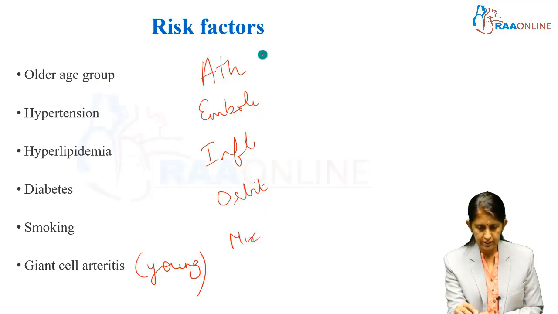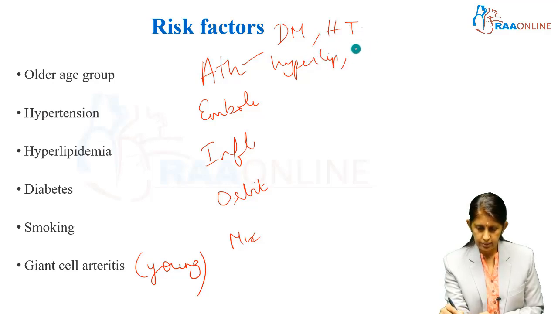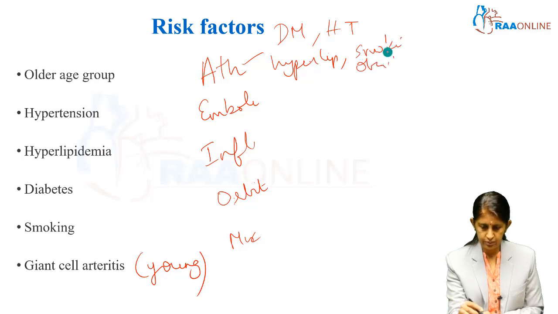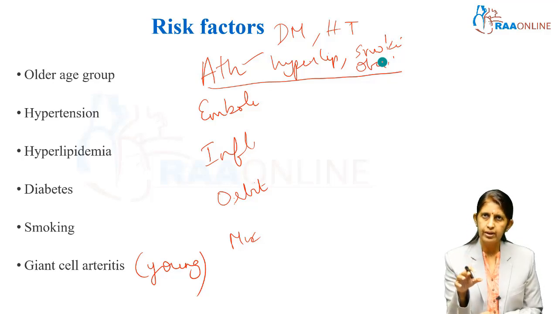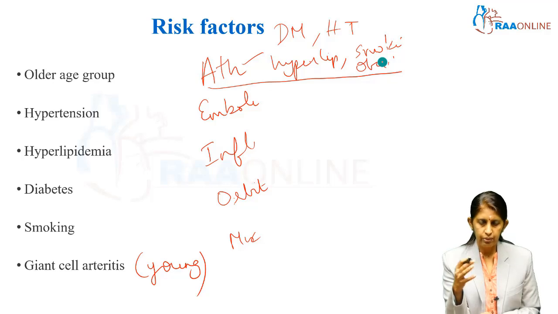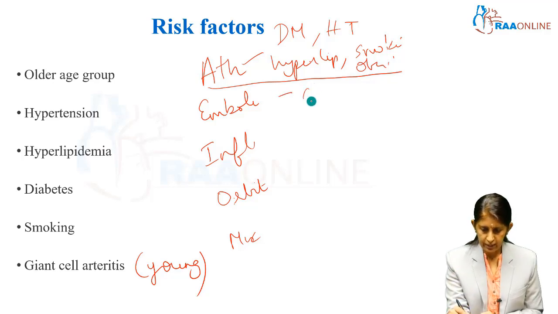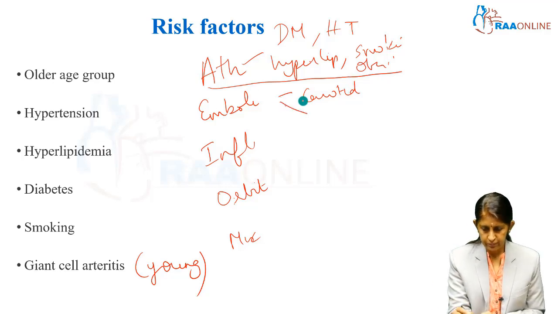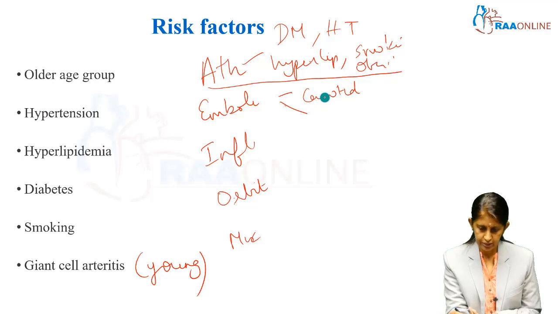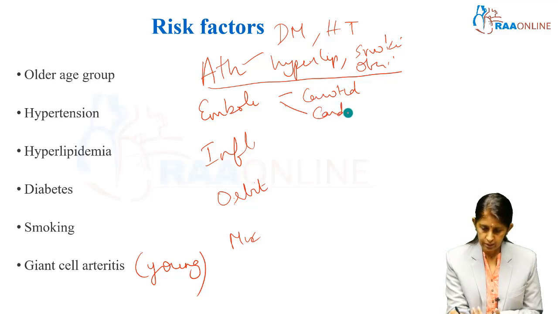So atherosclerosis, like I just mentioned, it could be due to diabetes mellitus, hypertension, hyperlipidemia and smoking and obesity. These are the commonest causes for atherosclerosis. Emboli is very important in the context of central retinal artery occlusion, because the origin of emboli can be from the carotid artery. So we call it carotid emboli, or it could be from even some aortic artery dissection, or it could be cardiac in origin, cardiac emboli.